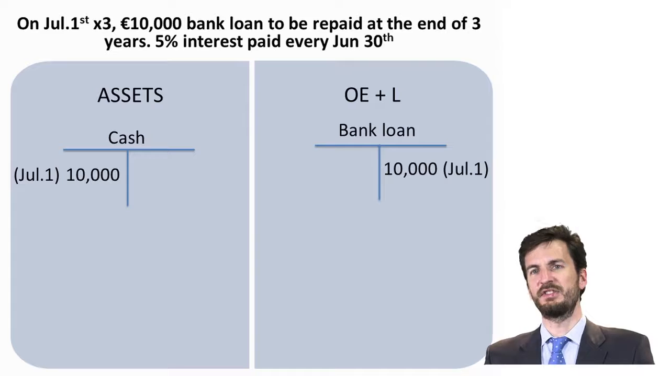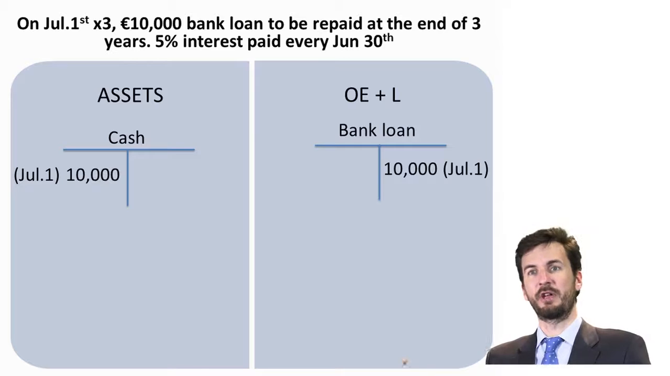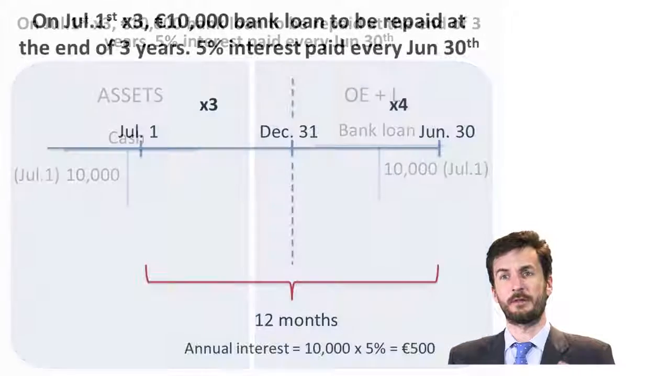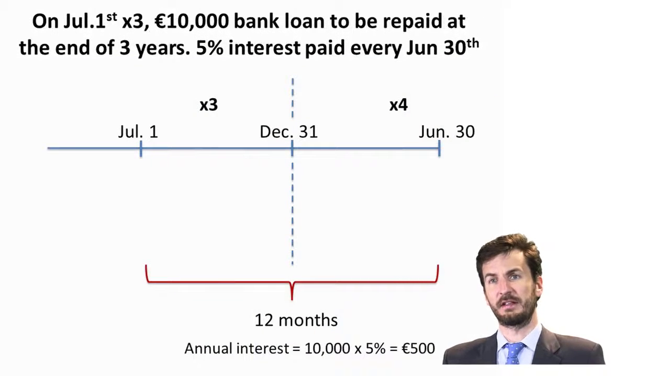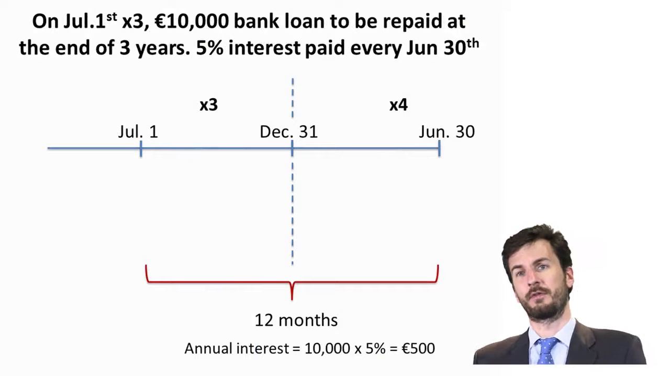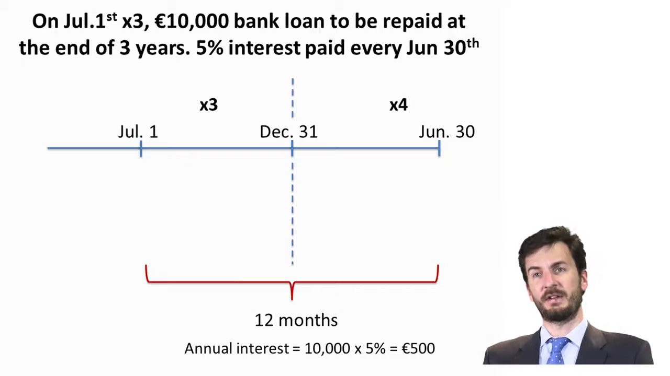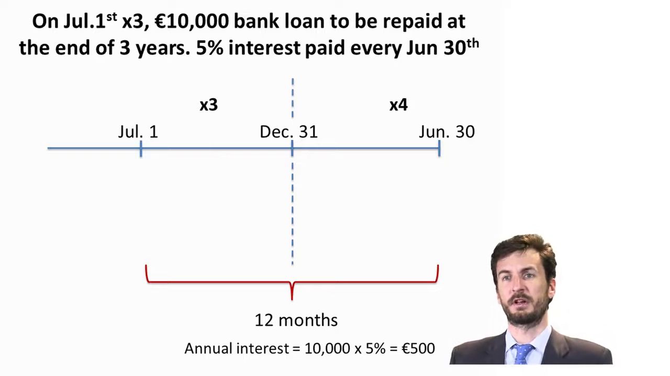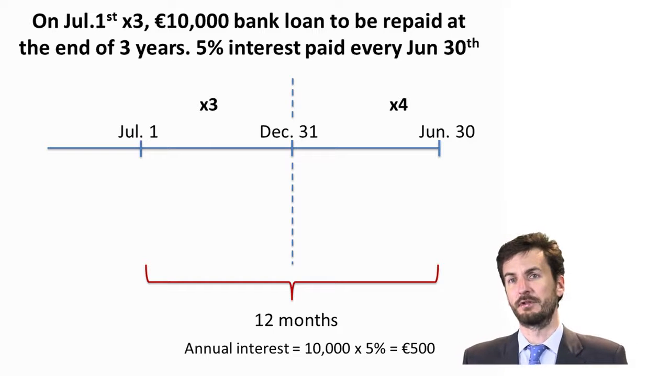Now let's consider a second example. Let's assume that the campus bookstore receives another bank loan for 10,000 euros. So we debit cash and we credit bank loan, and the cost of this loan is 5%. This interest is paid at the end of each year after getting the loan. So the next payment is going to be on June 30th of year X4. The total interest paid after 1 year is going to be 5% of 10,000, so 500 euros.